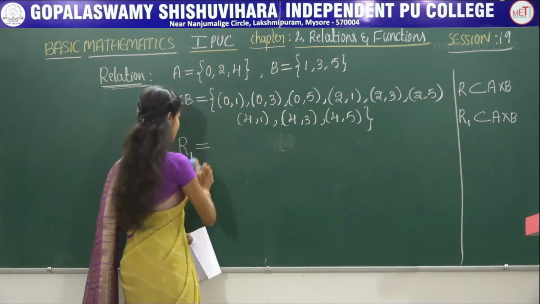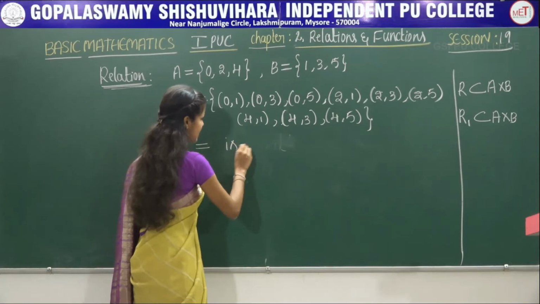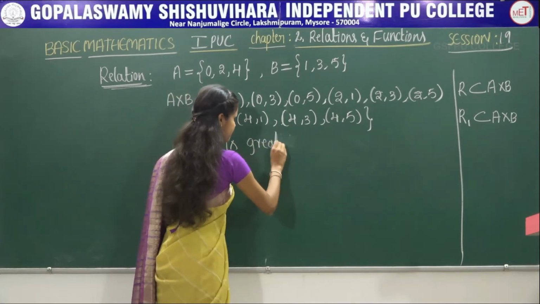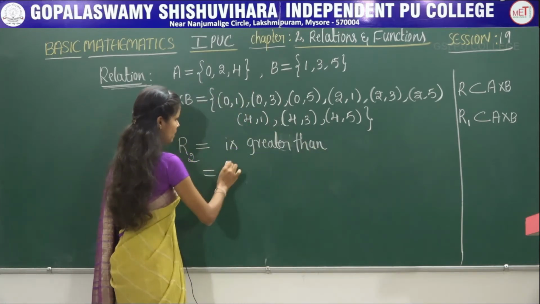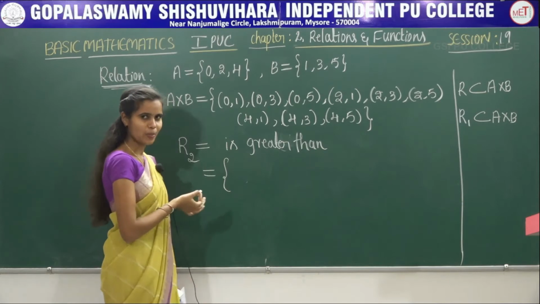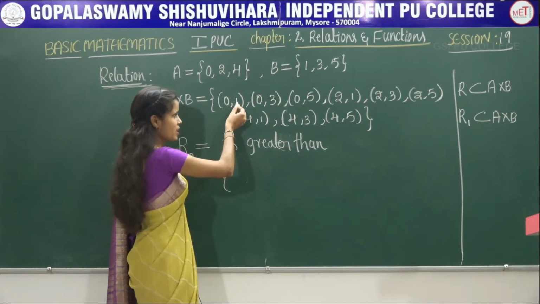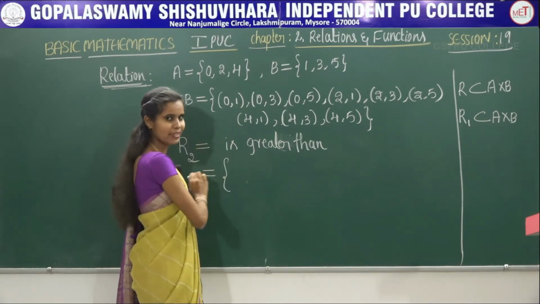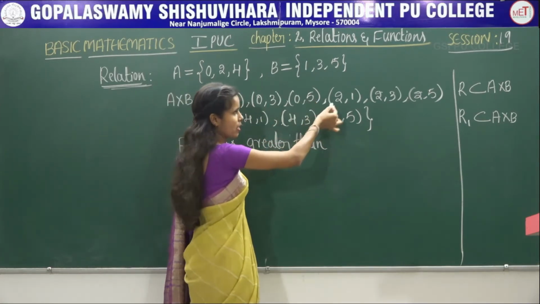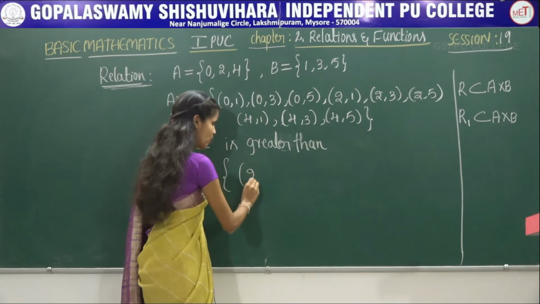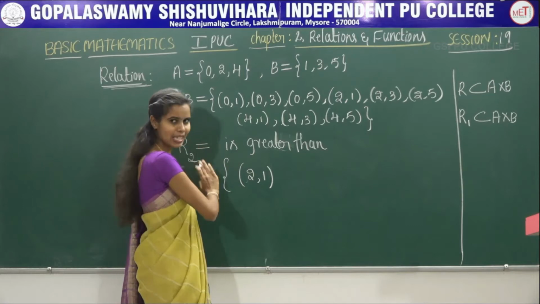So consider one more relation. Next example, and that is denoted by R2. I consider a relation is greater than. Now here list out all the ordered pairs satisfying the condition, the relation is greater than. 0 is greater than 1, false, therefore it is not an element of the given relation R2. 0 is greater than 3, false. 0 is greater than 5, false. 2 is greater than 1, true. Therefore ordered pair (2, 1) satisfies the condition, therefore it is an element of the given relation R2.